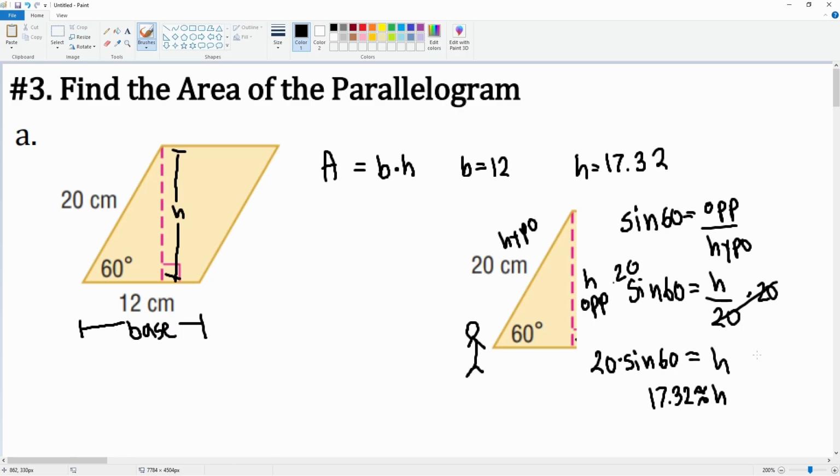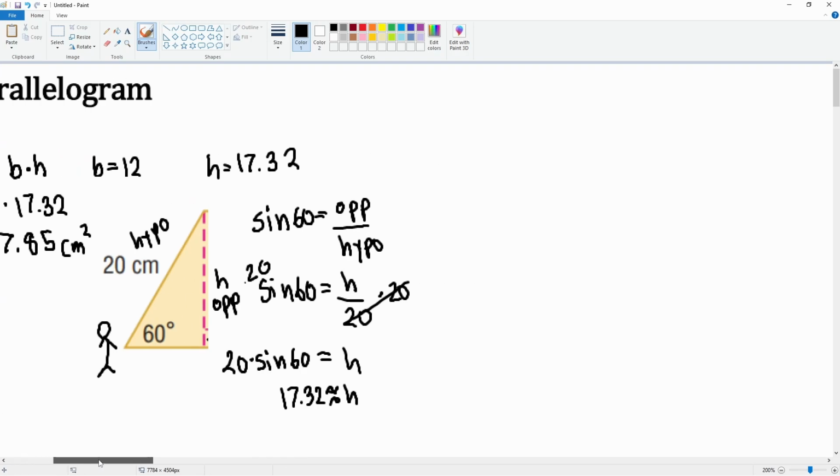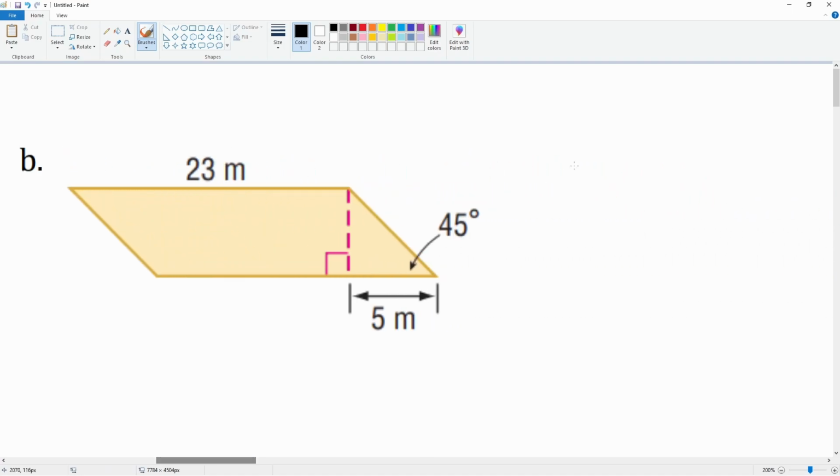I did this whole thing here because I needed h. Now we can plug it into the area formula. 12 times 17.32. And now we can get the area is approximately 207.85 centimeters squared. We only did the trig ratio here to solve for that height. All right, let's look at B here.